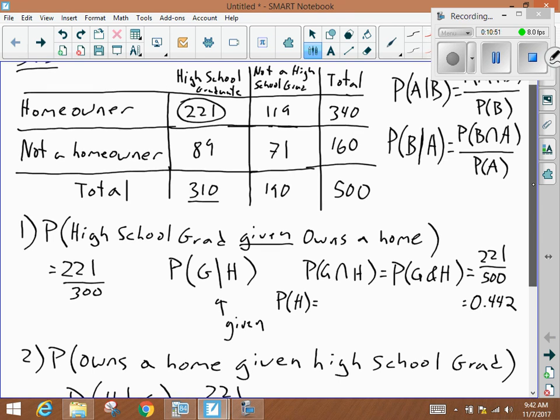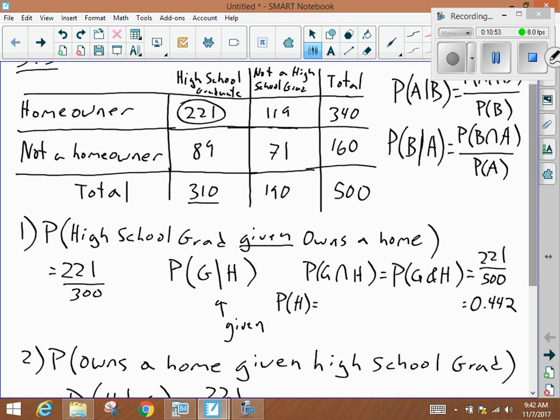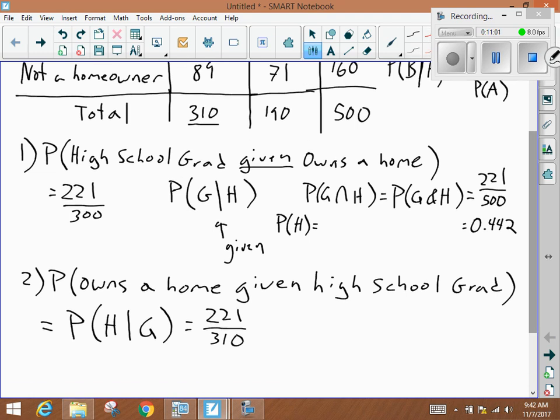So all homeowners, there are 340 of them, right? 340 homeowners. So that probability is 340 over 500, which is going to be exactly 0.68.